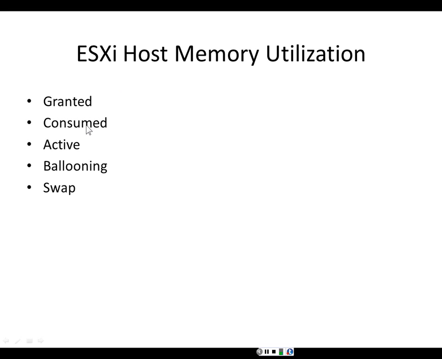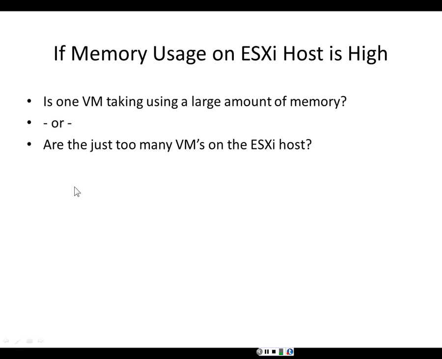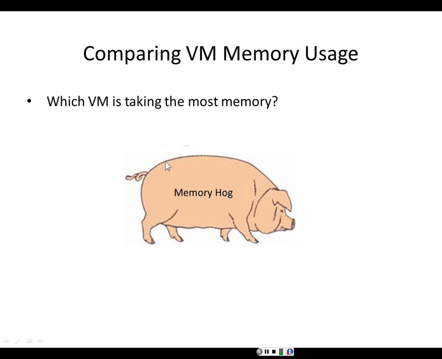So if we're short on free RAM, or ballooning is high, or if swapping is high, well, that means we're short on RAM. So if we are short on RAM on the ESXi host, then the question we have to ask is, is one virtual machine taking a large amount of memory, or do we just have a large number of virtual machines on that ESXi host? In other words, we're trying to decide, do we have one virtual machine, which is a memory hog, which is taking up most of the memory?